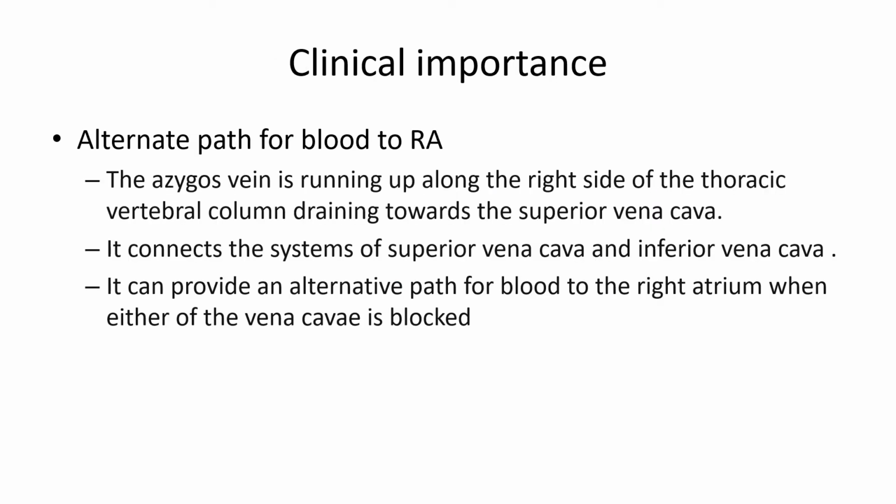Coming to the clinical importance of azygos veins. It provides an alternate path for blood to the right atrium. The azygos vein, which runs up along the right side of the thoracic vertebral column, is draining towards the superior vena cava, and it is connecting the superior and inferior vena cavae. So it can provide an alternate path for blood to the right atrium when either the superior or inferior vena cava is blocked. That is the clinical importance of the azygos vein.